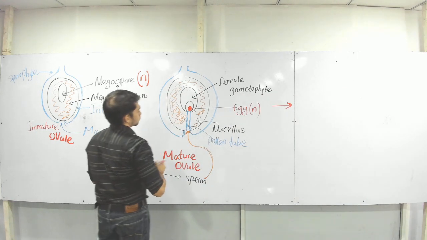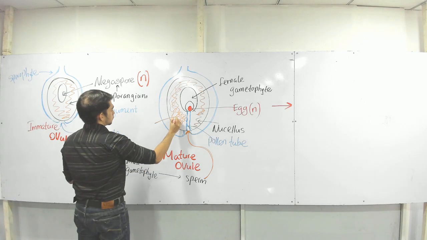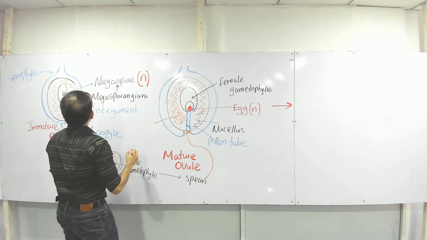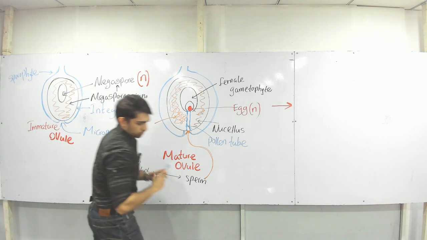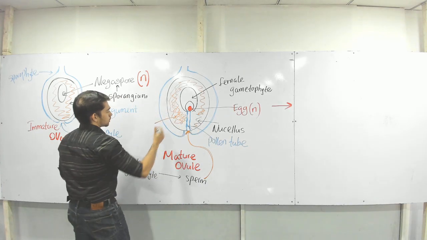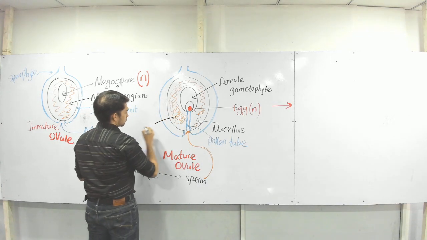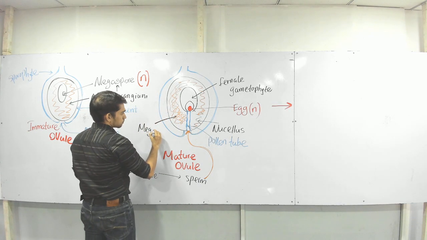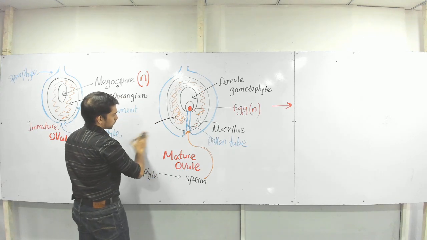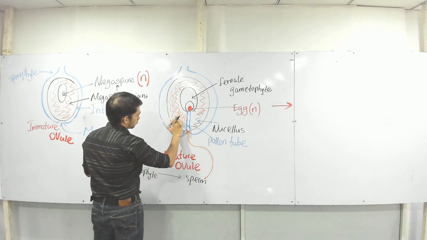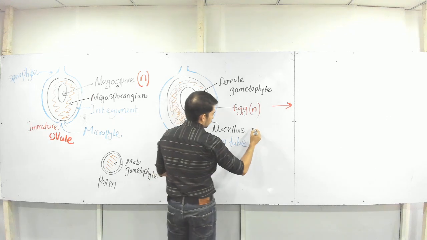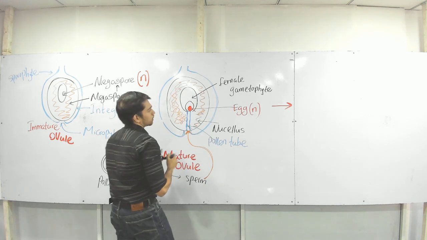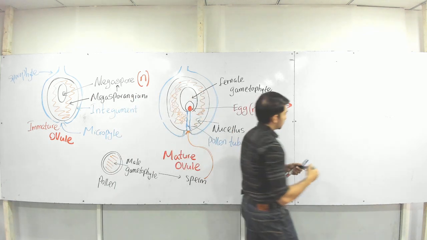Let's complete this diagram. So this orange color is what? Still the megasporangium, right? The orange color is still megasporangium, which is called the nucellus. I already labeled it. Nucellus came from megasporangium. Then let's draw the seed too.